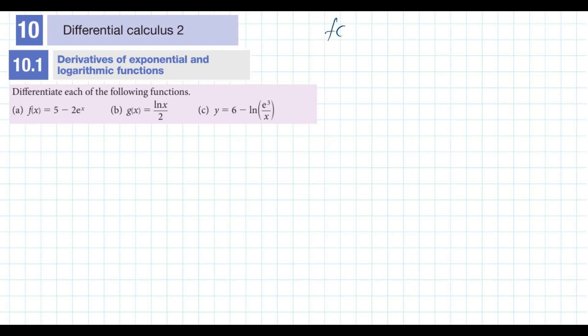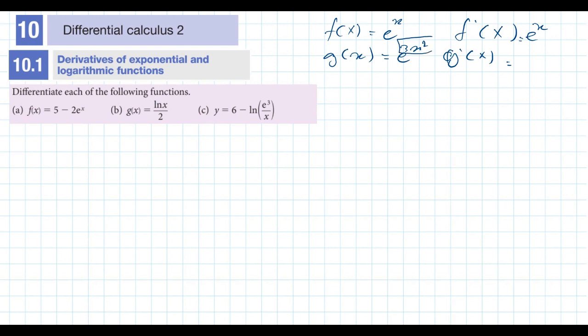If you have f of x, for example, equals e power x, then the first derivative should be e power x. But if you have, for example, g of x equals e power 3x squared, the first derivative, which is g dash of x, becomes: you need to differentiate the exponent, which is 6x, and then times the function itself, which is e power 3x squared. This is the first scenario.